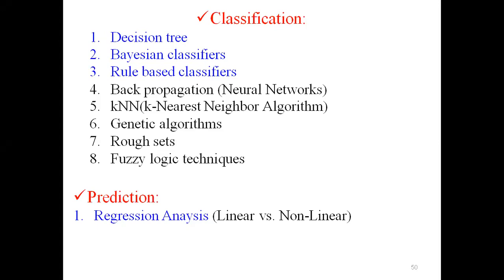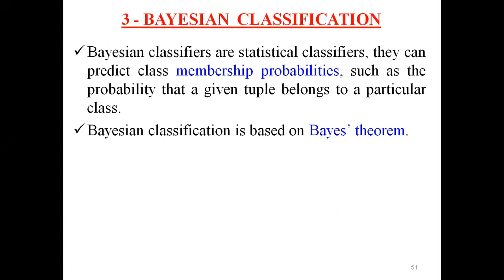What is Bayes classification? Bayes classification depends upon Bayes theorem. The Bayesian classifier is a statistical classifier, based on a membership probability, such as the probability that a given tuple belongs to a particular class. That is Bayes classification.